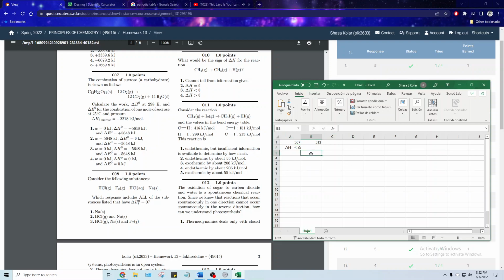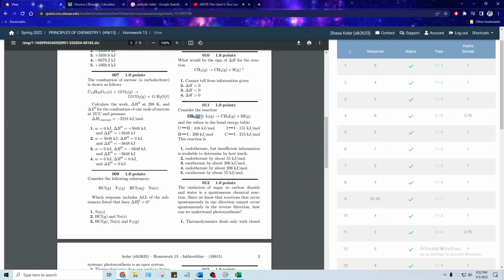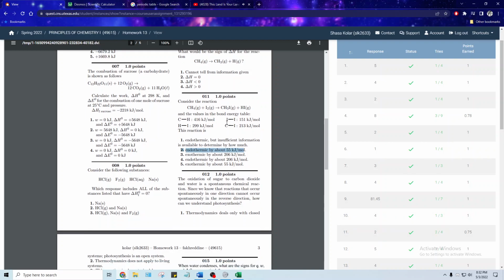Why is it so big? Anyway, positive puts it on this side. That means heat is going in. That means it's endothermic. I got confused about this for some reason, so I got it wrong the first time. I said it's exothermic, but it's endothermic.